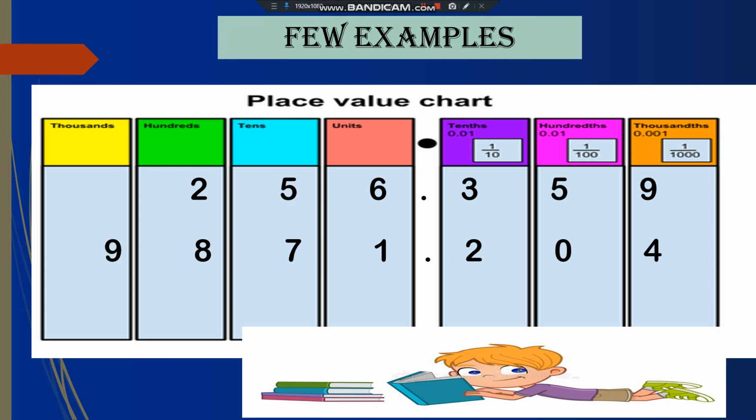256.359. Now let's see the place values. 6 comes in the ones place, 5 comes in the tens place, 2 comes in the hundreds place. Now let's see the decimal part. 3 comes in the tenths place, 5 in the hundredths place, 9 in the thousandths place. Okay.